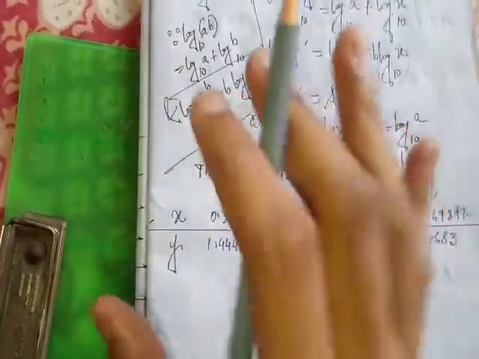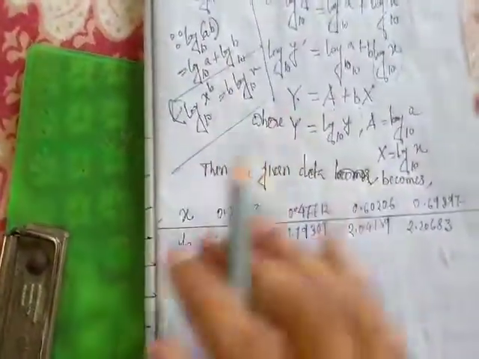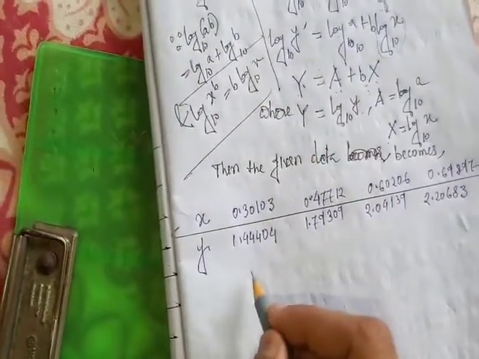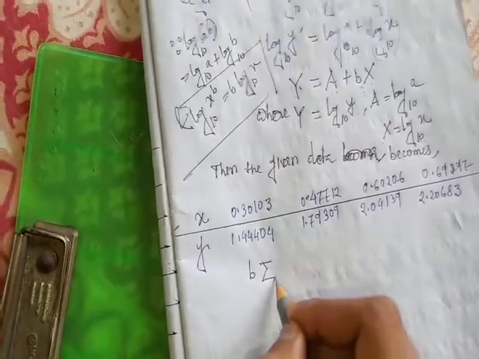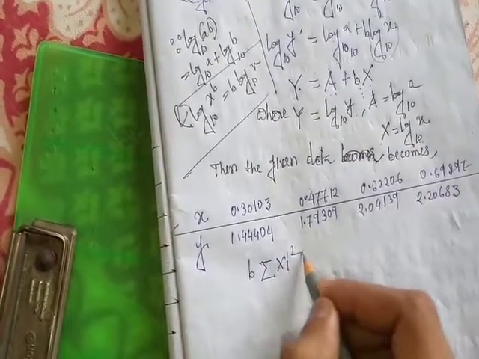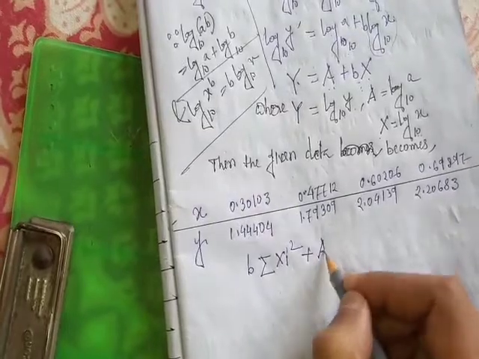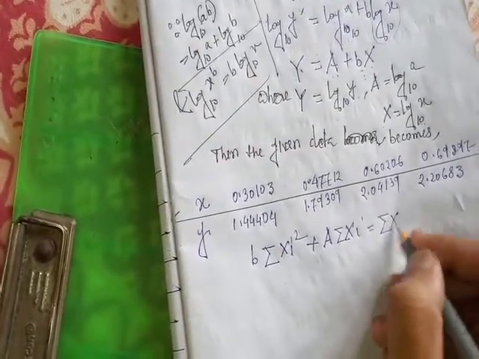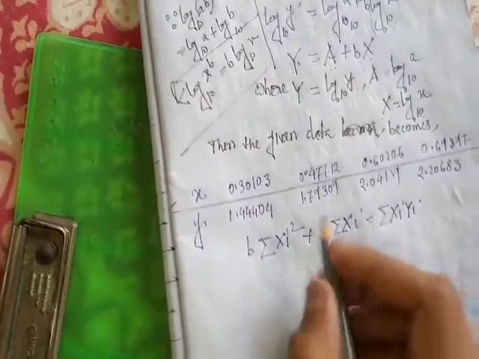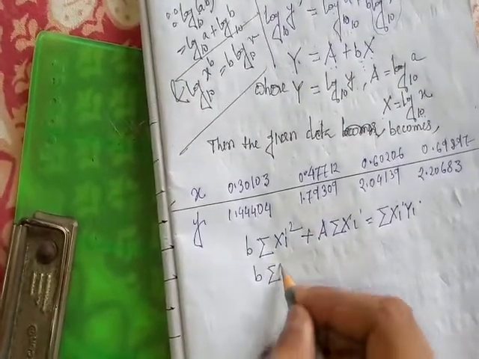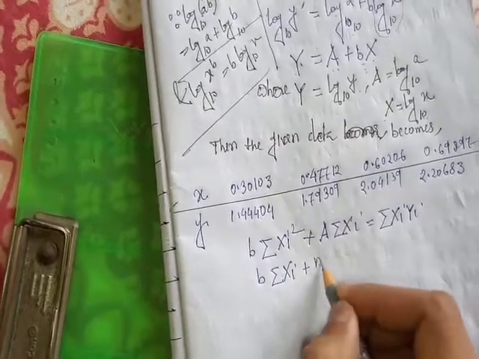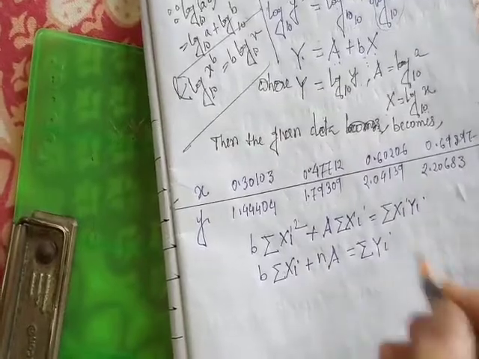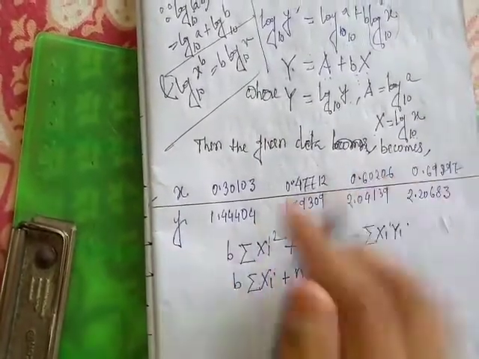So, normal equations for fitting a straight line. The normal equations for fitting a straight line y equal to a plus bx are: b summation over xi square plus a summation over xi equal to summation over xi yi, and b summation over xi plus n into a equal to summation over yi. There are two normal equations.